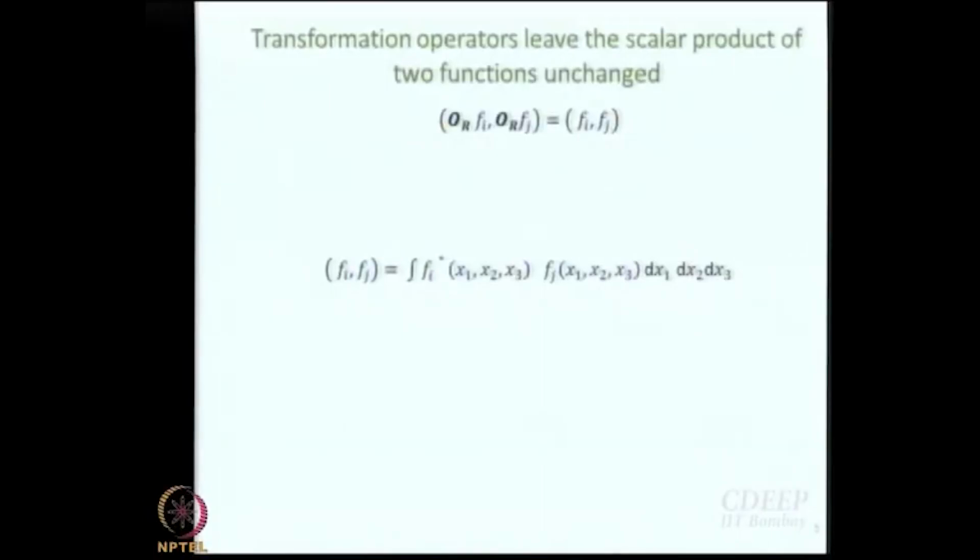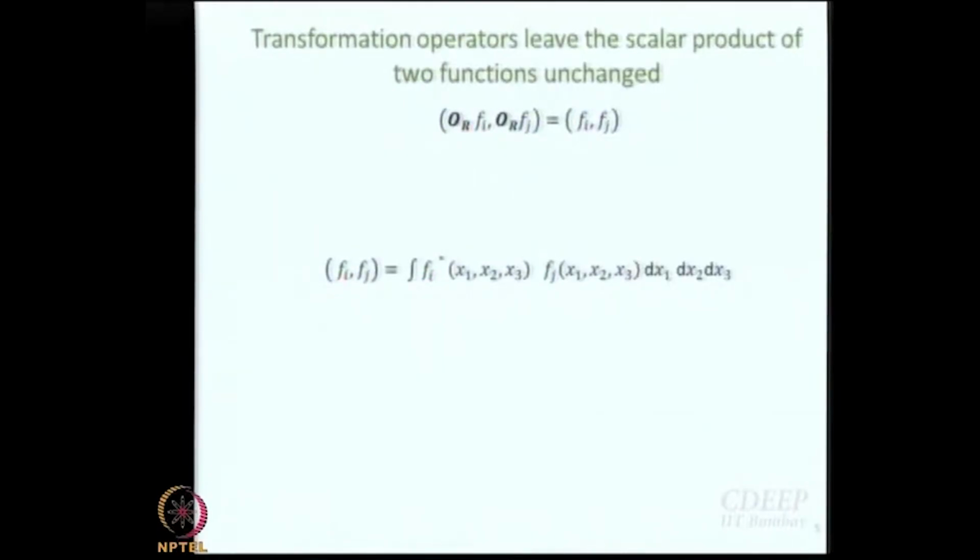Now, with that background, let us study 3 or 4 properties of the transformation operators. The first, and once again we are going to use this in a later discussion. The first property is that the transformation operators leave the scalar product of 2 functions unchanged. Remember what is scalar product, dot product? How was it defined? What is Fij?